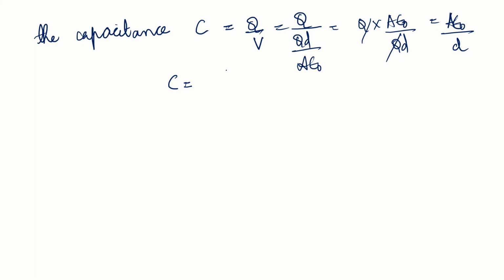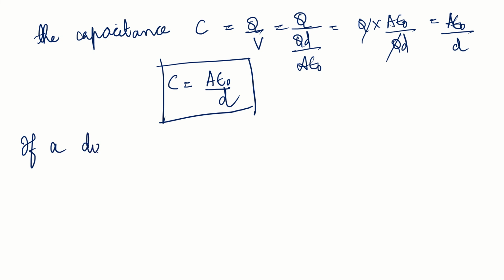So C is equal to A epsilon naught by D. This is the capacitance for a parallel plate capacitor. Now, if a dielectric medium is inserted, what happens? We will write.